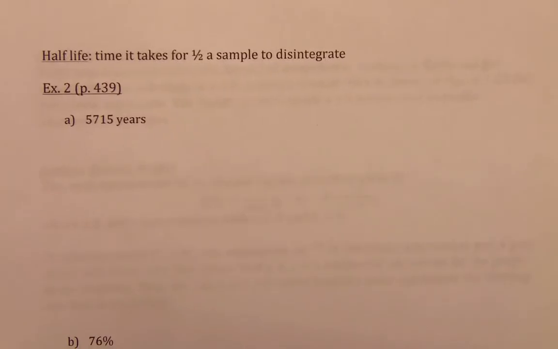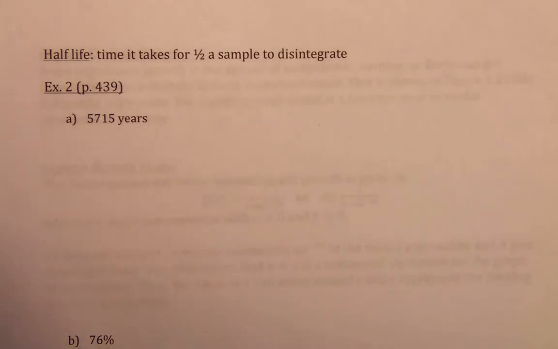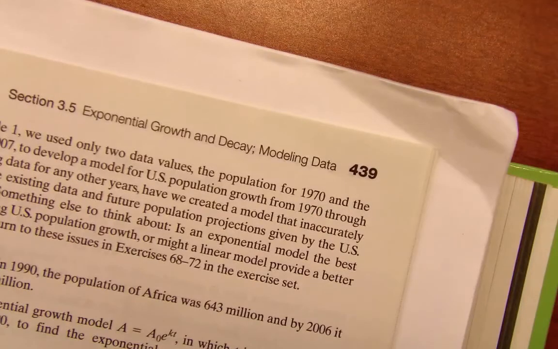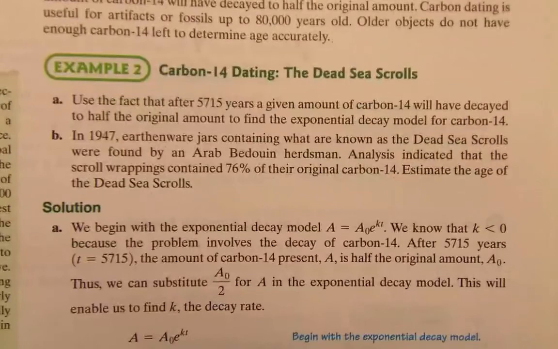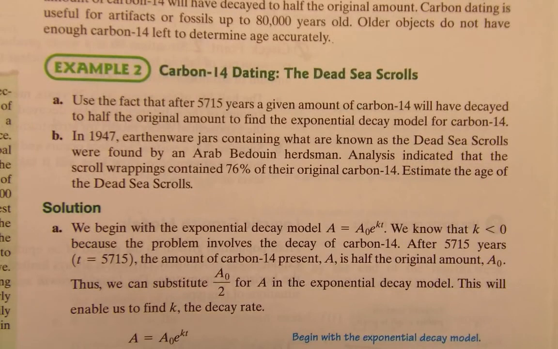Now we're going to be talking about half-life. And a lot of times these will be examples that have to do with fossils or things like that. So looking at our book, the problem that we're looking at says, let's see here. We're talking about carbon-14 dating of the Dead Sea Scrolls. So part A says, use the fact that after 5,715 years, a given amount of carbon-14 will have decayed to half of the original amount.